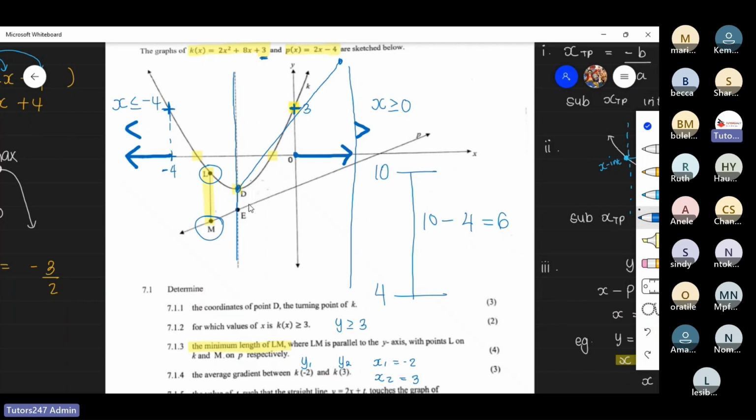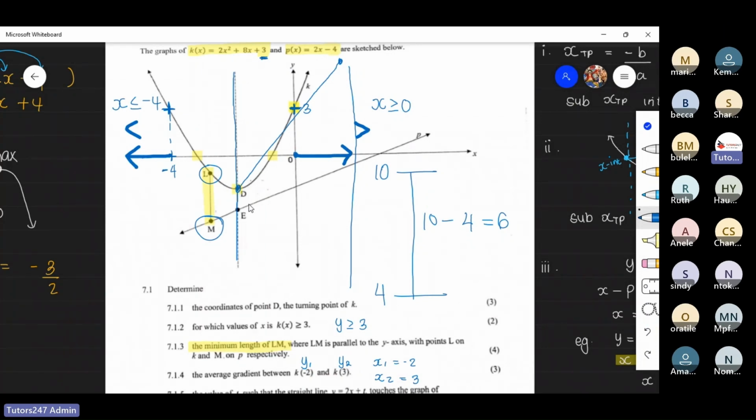Keep in mind that a parabolic function does not have a constant gradient. The gradient continuously changes as the function curves, or as the function increases or decreases. So if you are asked to find the average gradient, technically you're finding the gradient of the straight line between those 2 points. Okay, so let us now attempt question 7.1.4.